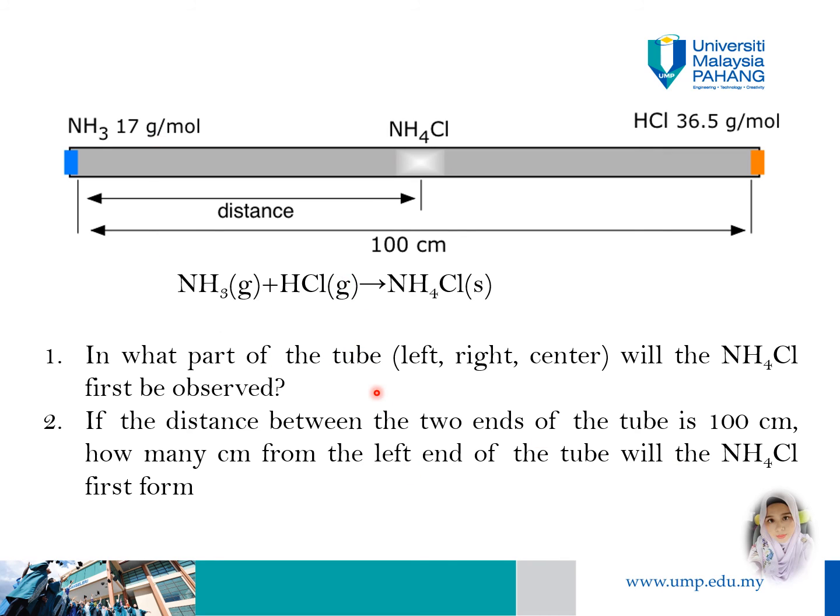Okay, now according to Graham's law, the rate of diffusion of ammonia to the rate of diffusion of hydrogen chloride is equal to the square root of the molar mass of hydrogen chloride over the molar mass of ammonia. So from the calculations, the rate of diffusion of ammonia to the rate of diffusion of hydrogen chloride is equal to 1.463. Therefore, the distance is equal to 60 cm from the ammonia end, and 40 cm from the hydrogen chloride end, which is where the ammonium chloride will first appear.